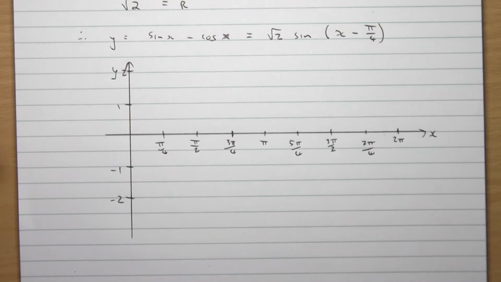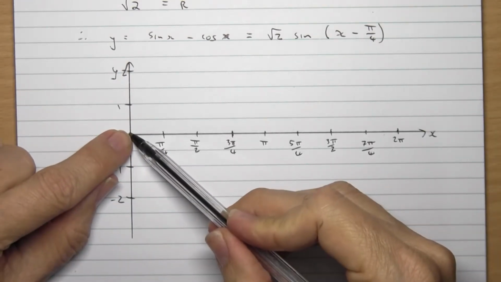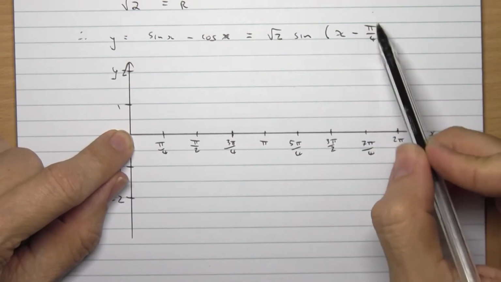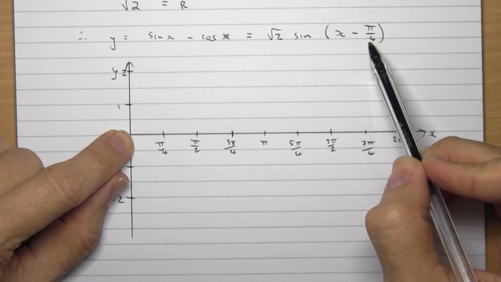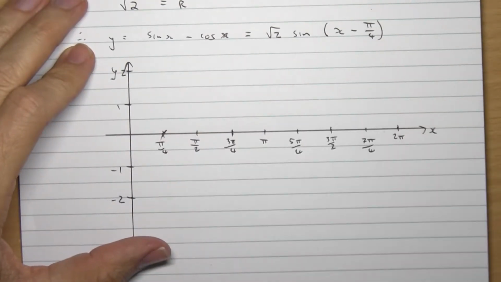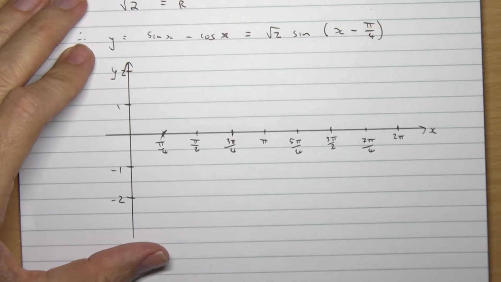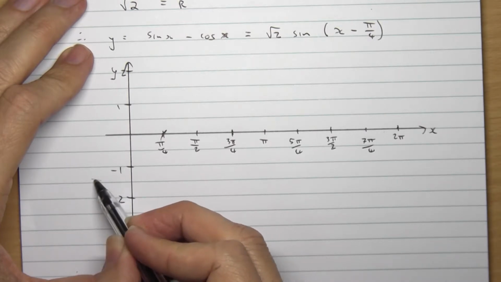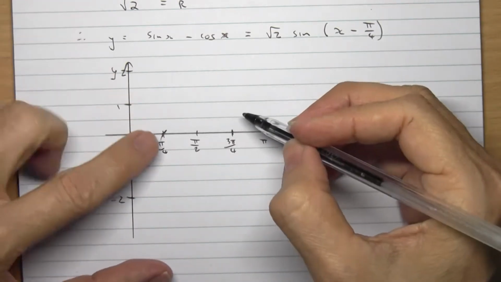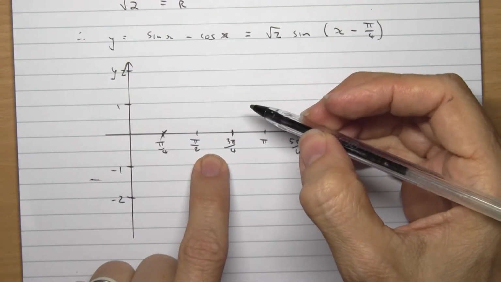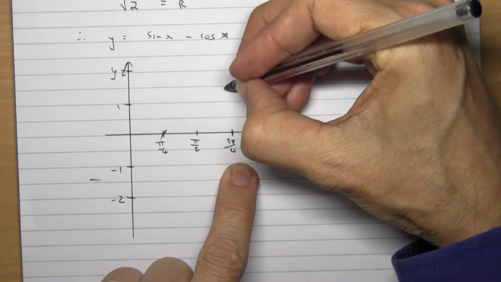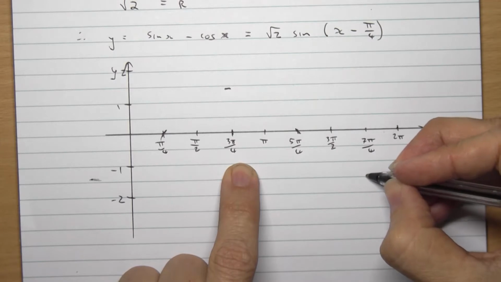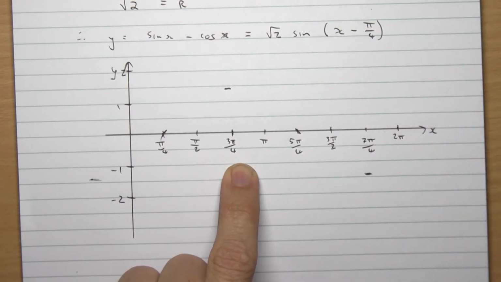Okay, the normal sine graph starts at 0. We've got an amplitude of root 2, and we've got a shift to the right of pi on 4. So it's coming up here. It's actually going to have its minimum at about 1.4 down here, over here. It's going to have its maximum here at 1.4. It's going to be going down here. Minimum here at minus 1.4, going back up.